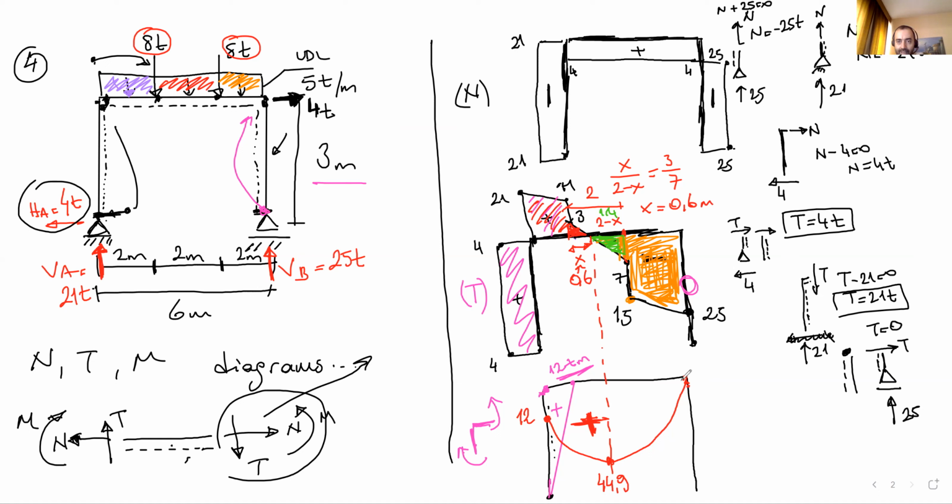Okay. Is there any other moment on the bottom side? Let's have a look. Since there is a roller support here, the moment is 0 at the bottom. So there is no horizontal force which makes a moment on the column. That's why the moment on the right column is completely 0. So this is the moment diagram of this frame.